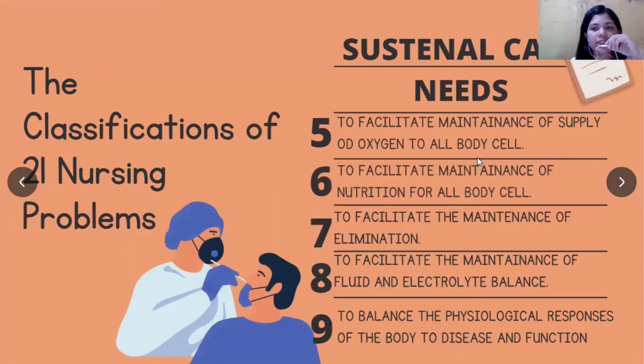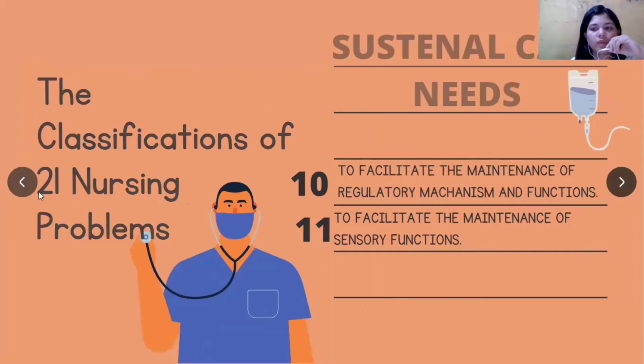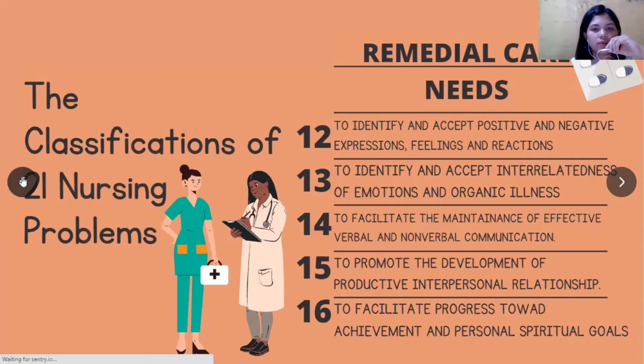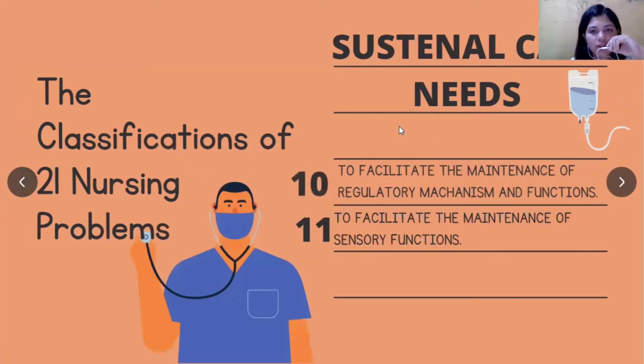5. To facilitate maintenance of supply of oxygen to all body cells. 6. To facilitate maintenance of nutrition for all body cells. 7. To facilitate the maintenance of elimination. 8. To facilitate the maintenance of fluid and electrolyte balance. 9. To recognize the physiological responses of the body to disease conditions. 10. To facilitate the maintenance of regulatory mechanisms and functions. And 11. To facilitate the maintenance of sensory functions.